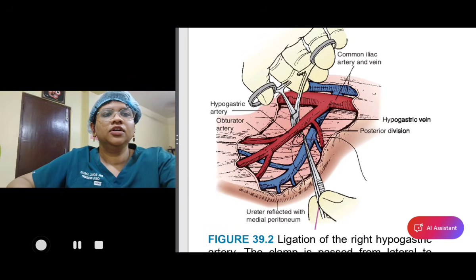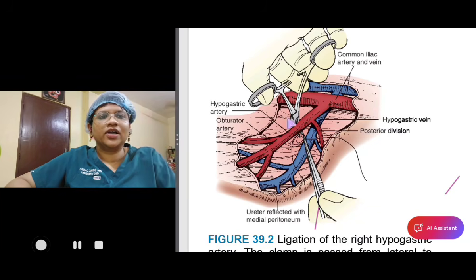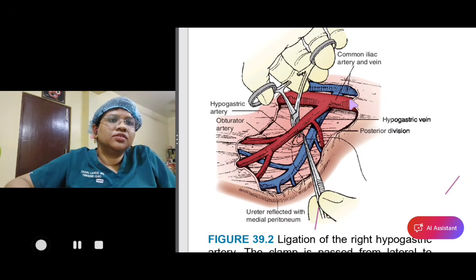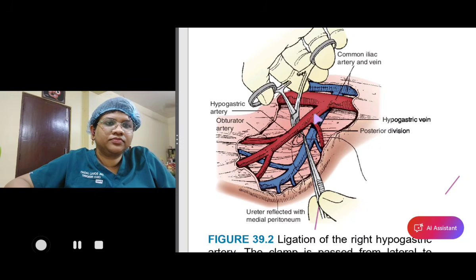Now this is the image from T-lens. So as you can see, this is the common iliac artery and vein. First thing I want to tell you is that in T-lens they have always mentioned internal iliac as hypogastric artery. So this other name of the artery you have to know. So this is common iliac artery and vein, and then they have told you this is the hypogastric artery.